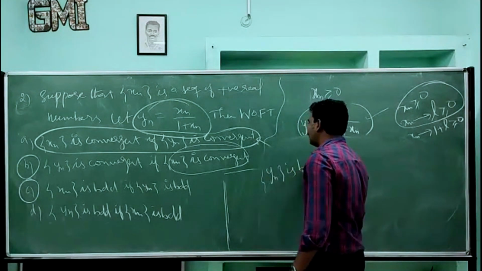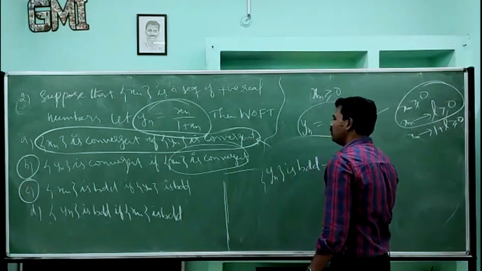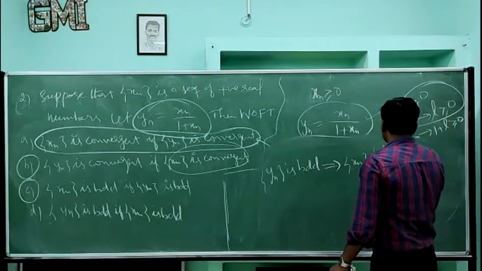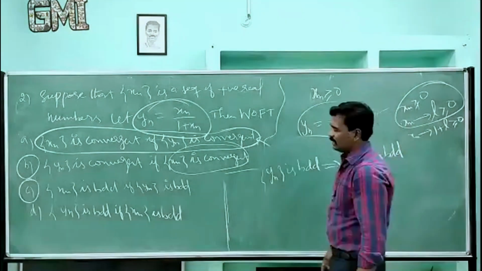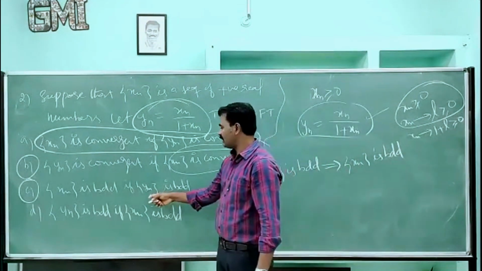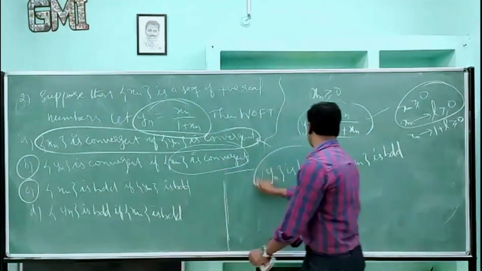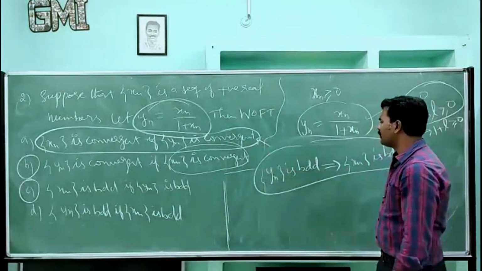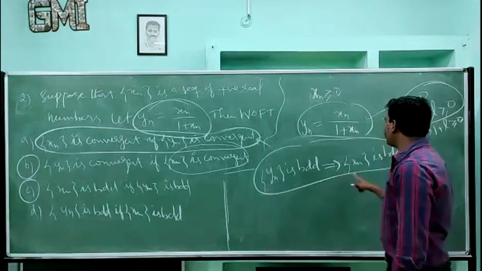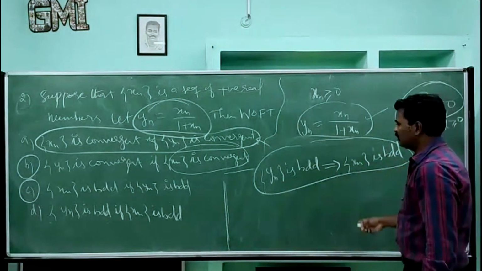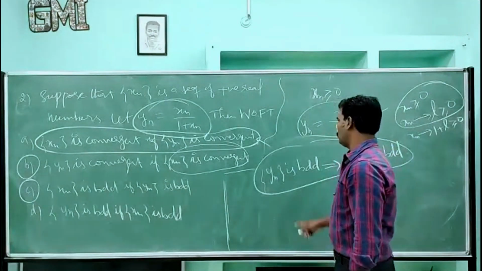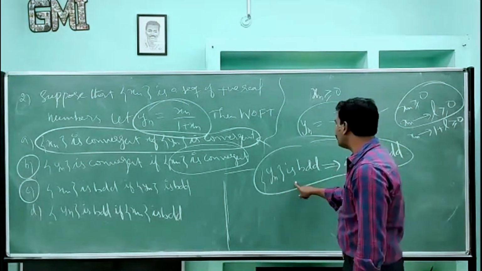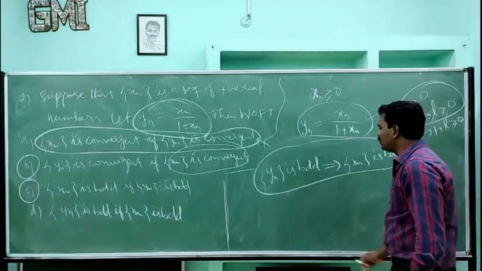Option C: yn is bounded, which implies xn is bounded. I am just writing it in a different way. This is the English meaning they are giving, and I am writing it in our mathematical language, like a P implies Q statement. Whenever yn is bounded, xn is bounded.